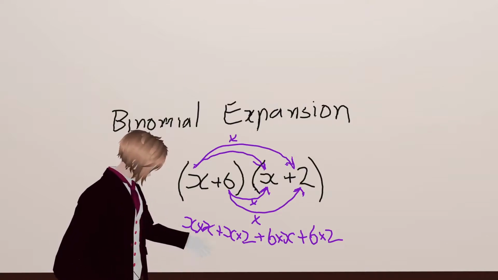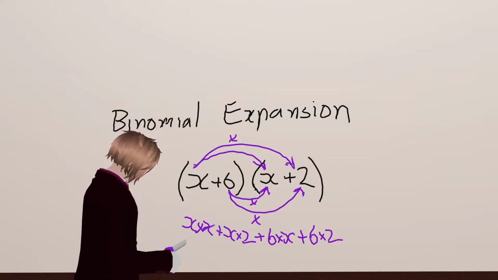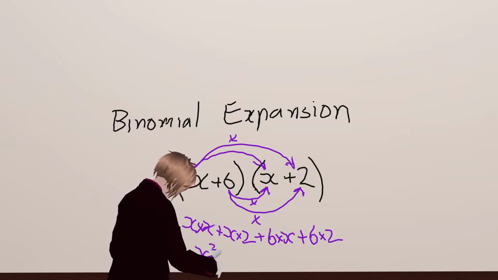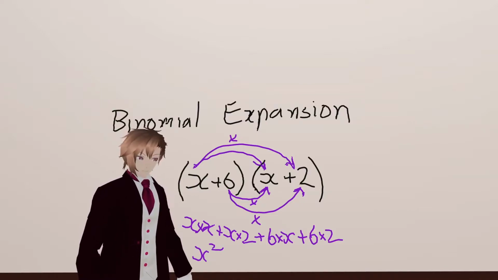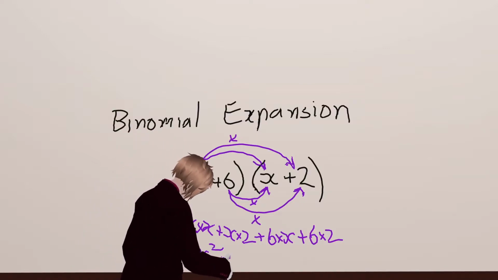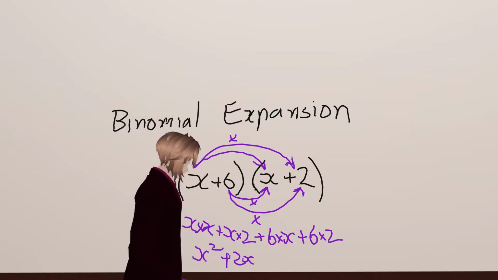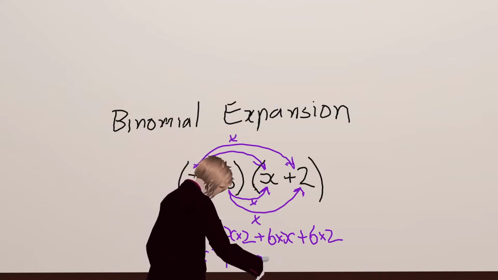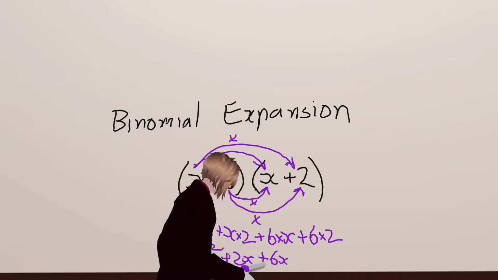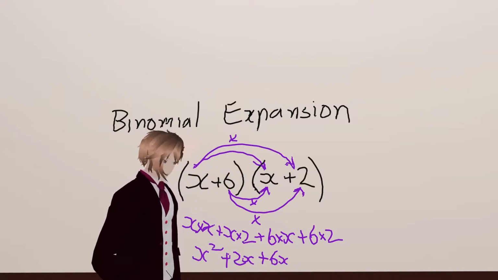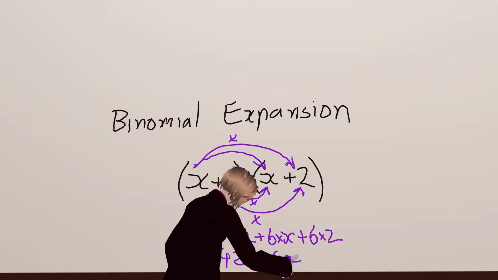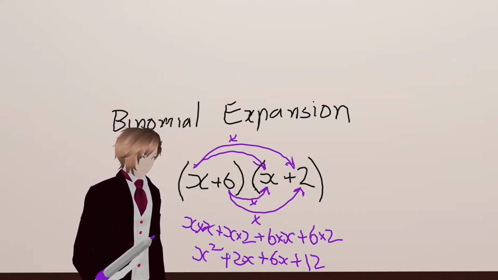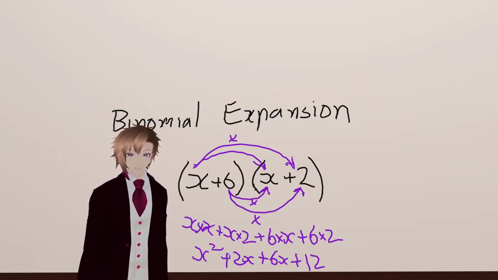Then all we have to do is simplify this long expression. X times x is x squared. X times 2 is 2x. Six x is the next one. And then 6 times 2 is 12. That's all there is to binomial expansion.